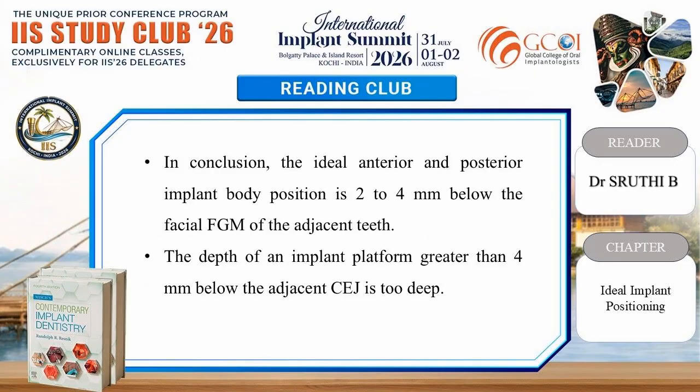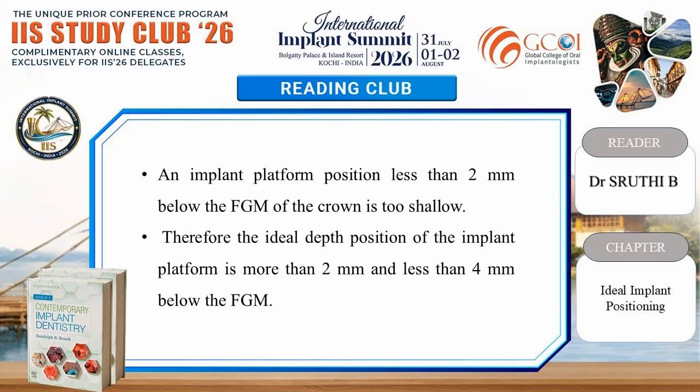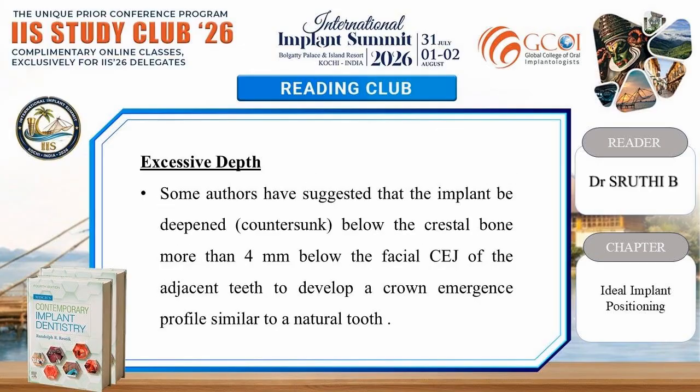In conclusion, the ideal anterior and posterior implant body position is 2 to 4 mm below the facial free gingival margin of the adjacent teeth. The depth of an implant platform greater than 4 mm below the adjacent CEJ is too deep. An implant platform position less than 2 mm below the free gingival margin of the crown is too shallow. Therefore, the ideal depth position of the implant platform is more than 2 mm and less than 4 mm below the free gingival margin.